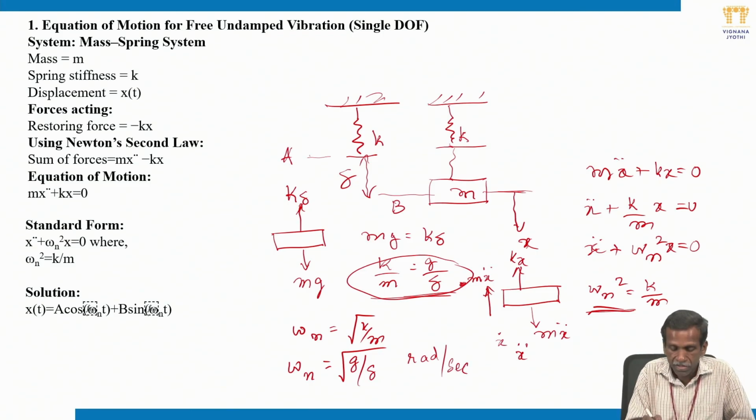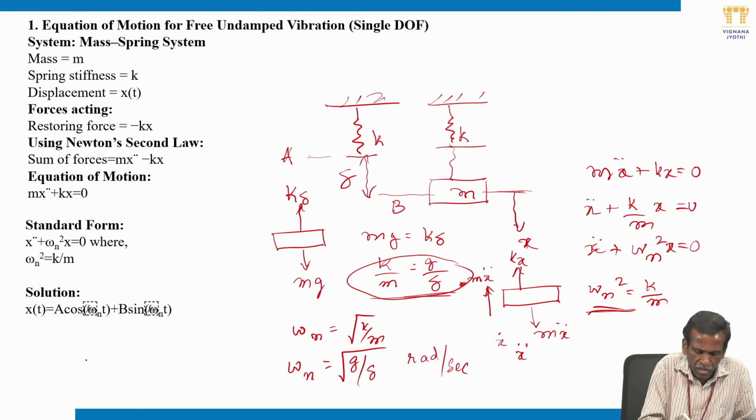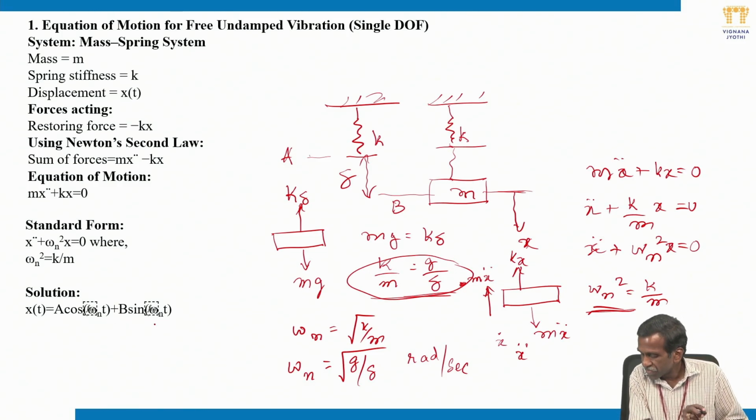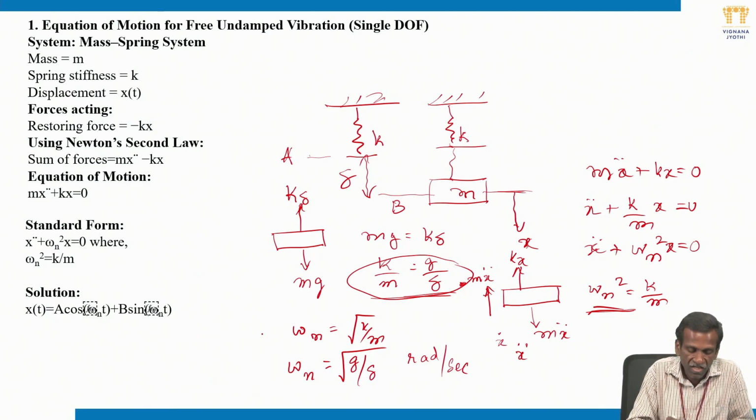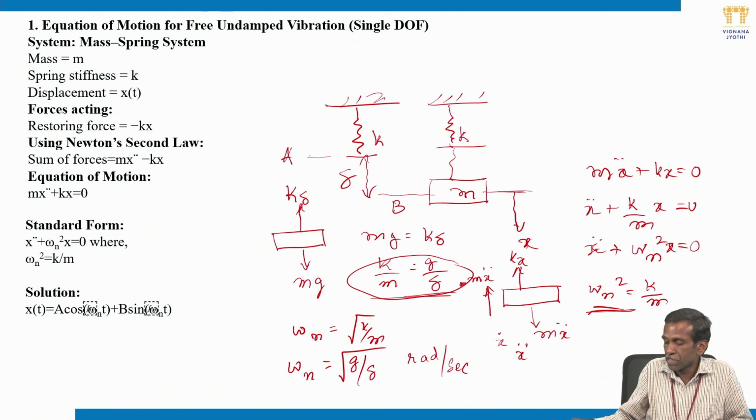The solution of which is in the form I have written here: x(t) is a function of time, a cos omega nt plus b sin omega nt. This is the solution, where a and b are constants which can be evaluated by substituting initial conditions. I think you are able to understand, because this is a sinusoidal equation. The solution may be in this form based on the fundamentals of mathematics.